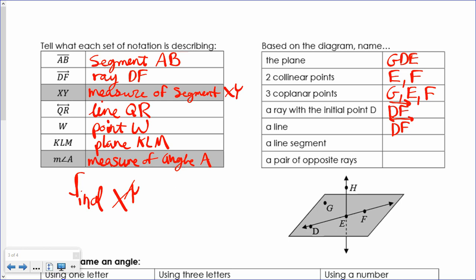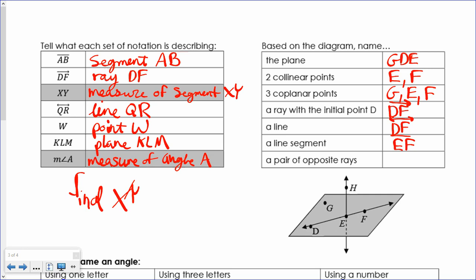All right, what about a line segment? How do I use notation? Just a flat line on top of it. There are several others you guys could have done, DF, EH. All right, what about a pair of opposite rays? There's only one answer for this one.